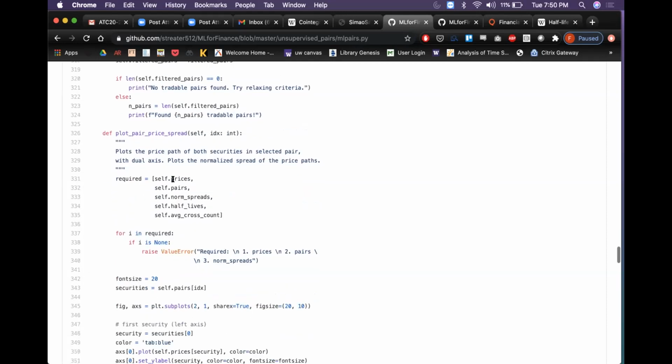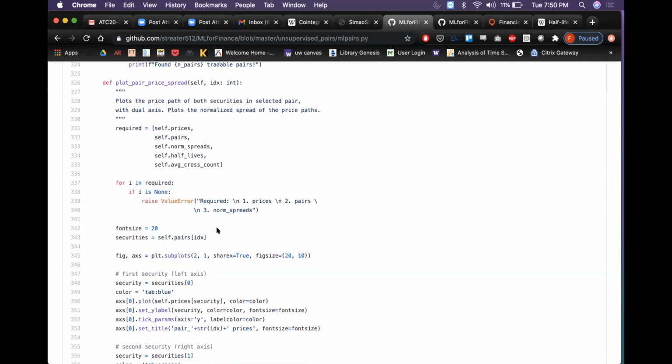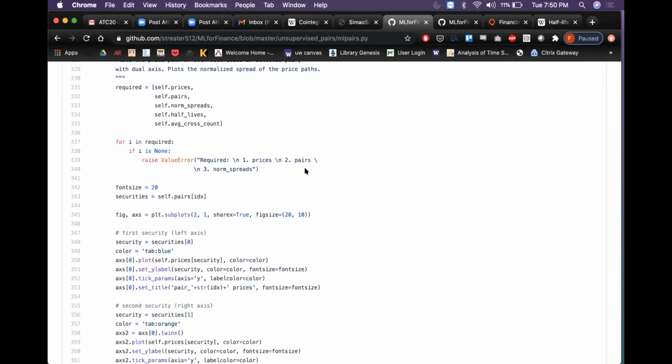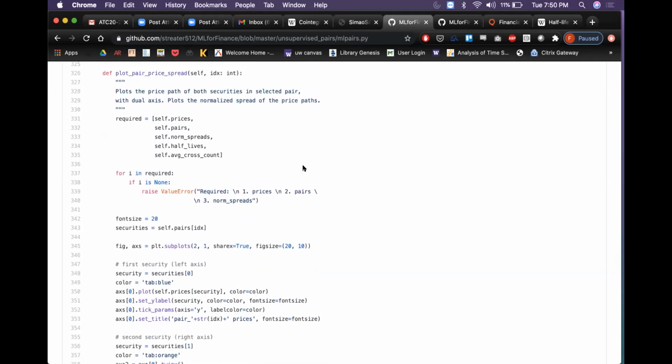And then here, this is just plotting. These functions below are just some plotting functions to plot the pairs.